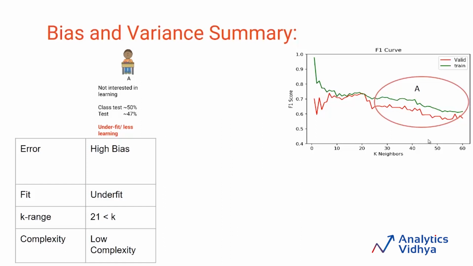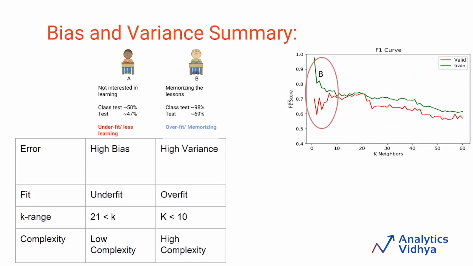Now, if you observe, as k decreases, the model score increases. But then we move to a region where the model complexity is very, very high, which takes us to student B. This region represents student B, or in the model case, we say a region where the model has very high variance. This model is clearly overfitting, and the range of k values, as you can observe from the graph, is something like k less than 10.